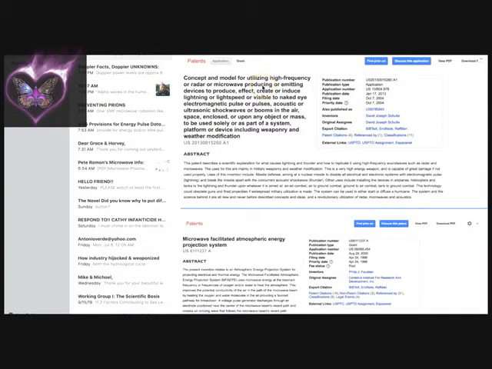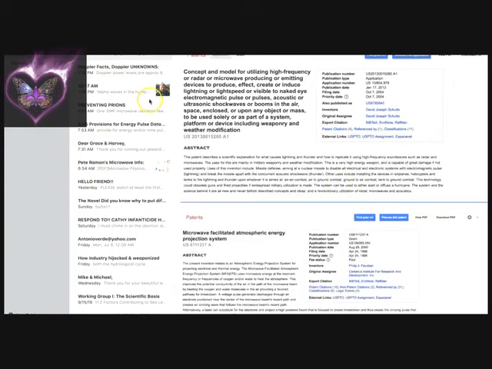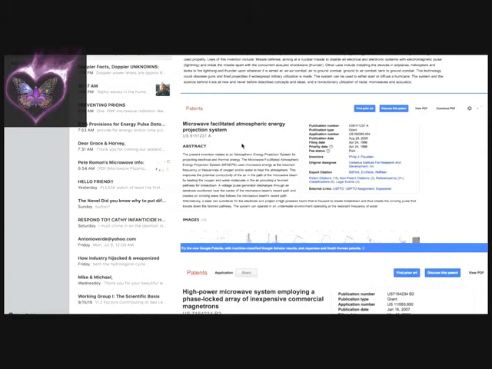Concept and model for utilizing high frequency or radar or microwave producing or emitting devices to produce, effect, create, or induce lightning or light speed or visible to naked eye electromagnetic pulse or pulses, acoustic or ultrasonic shock waves or booms in the air, space, enclosed, or upon any object or mass, to be used solely or as part of a system, platform, or device, including weaponry and weather modification. That was 2004. And that's patent US 201-300 15260A1.